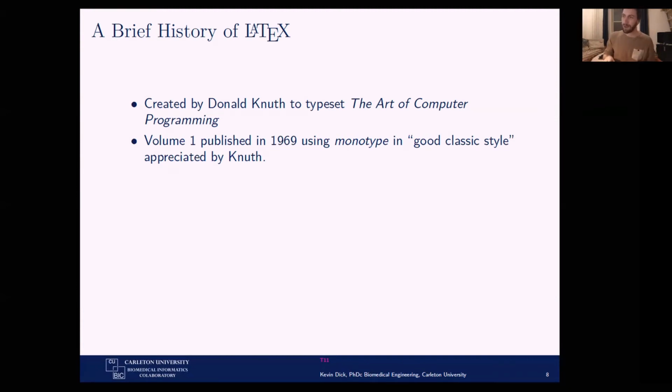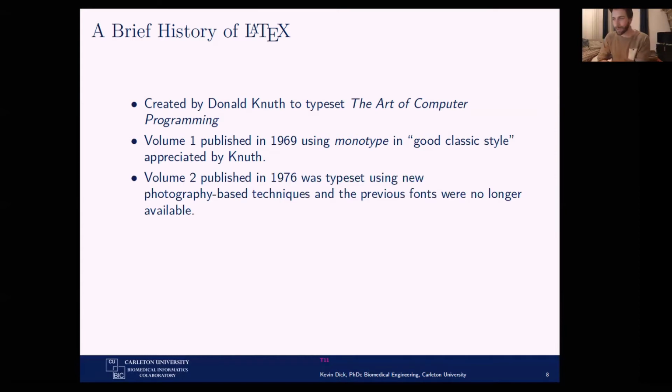But then what happened shortly thereafter was when he was going to publish volume 2 in 1976, the typesetting system. So typesetting is just the way that you take a document and you prepare it in this formal way to have it sent off to the printing presses or the printers to have it turned into an actual document. Basically just taking the information and turning it into what becomes the book or the textbook thereafter.